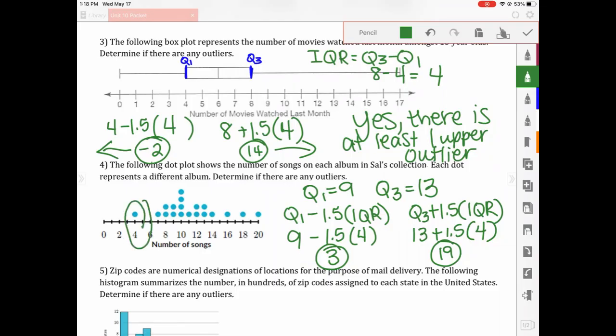So we look over here, our lowest number is 4, so that one is fine. But our highest number is 20. So we do have one outlier. In this case, it's different than a box plot. We can see each data point. So we know this one is an outlier. So 20 is going to be considered an outlier.